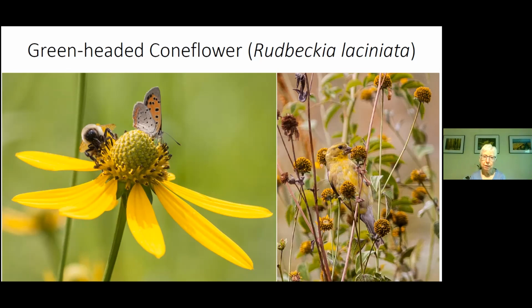I will tell you that when I first encountered these two, they were bickering, but they quickly realized that there was enough food for both of them, and they called a truce and just went about their business eating. Again, the flowers begin to bloom from the outside of this cluster to the inside. The ray flowers are just there for show. They do not have reproductive parts.